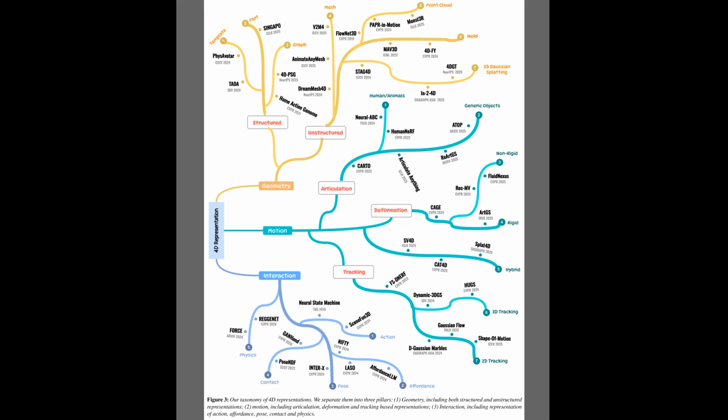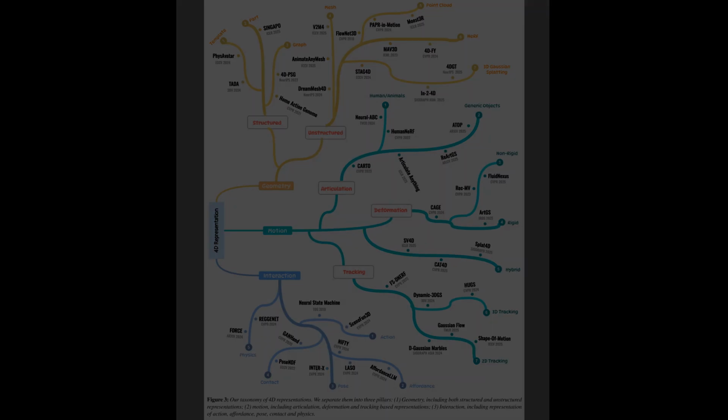Well, Figure 3 organizes the field into a single taxonomy that traces 4D representation across geometry, motion, and interaction. The top branch maps geometry, splitting structured and unstructured choices, which helps clarify when templates, parts, or graphs offer control versus meshes, point clouds, NeRF, or Gaussian splatting for fidelity. The center stream details motion with articulation, deformation, and tracking, so methods can pair kinematics with learned residuals. On the left, the interaction branch groups action, affordance, pose, contact, and physics to support controllable multi-entity scenes.